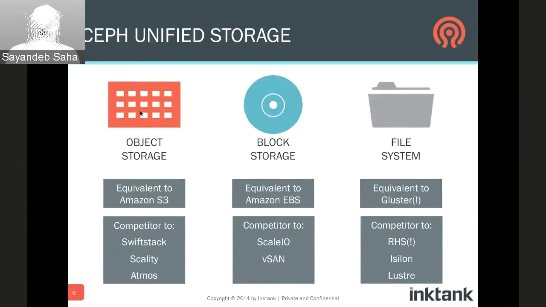That's not how unified is used, just so that you know. It's more like a common storage platform that provides you different kinds of access, and it's not meant to be cross protocol. So you cannot actually put something using an object API and get it using a file API. So roughly equivalent, object storage is to Amazon S3, block storage to Amazon EBS, and file system, the closest comparison is actually Gluster, but it's the file system part, which is still not as mature as the other two parts, and also compare with commercial offerings from Isilon or Lustre, which is an HPC file system that's been around for a while. So that's the broad Ceph unified storage story.